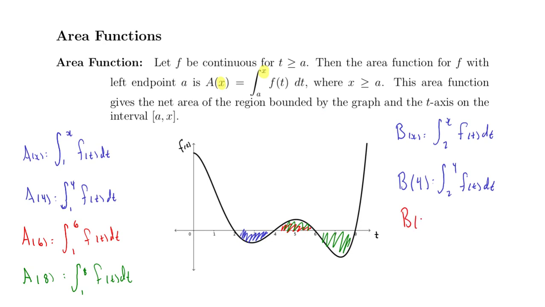I could do, again, b of 6 and say this is my integral from 2 to 6 of f of t dt, and that would be this region from 2 to 4 plus this region from 4 to 6. And then similarly, I could do b of 8. That's my integral from 2 to 8 of f of t dt. And that would be this integral here from 2 to 4, the integral from 4 to 6, and then the same thing from 6 to 8.